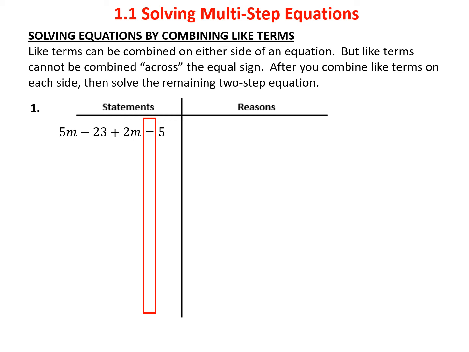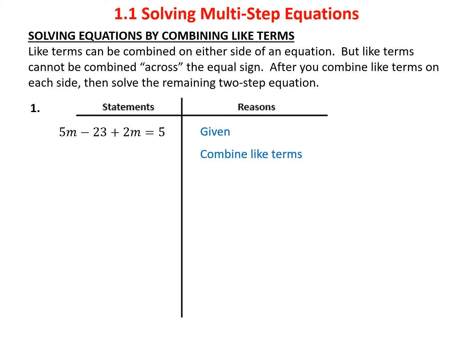For example, here I have a minus 23 on the left and a 5 on the right. I can't just say, oh, okay, minus 23 plus 5 is minus 18. That would be crossing the line. But I can combine the m's on the other side. And then after you combine like terms, we'll have a two-step equation that we'll solve as we learned above. So this is our given equation. The right side is already simplified. On the left side, we can combine terms. So 5m plus 2m is 7m. And so my resulting equation now is 7m minus 23 equals 5. And that is a two-step equation.